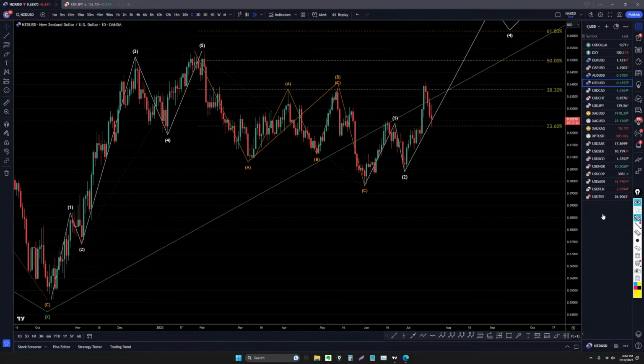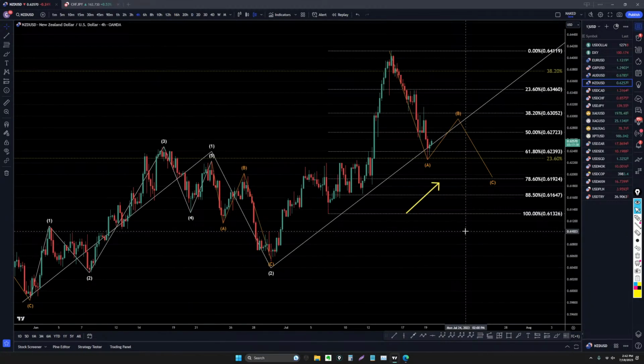Yeah, smart money concept and Elliott wave kind of go hand in hand with each other, honestly.